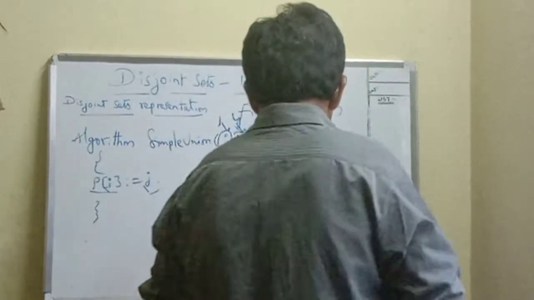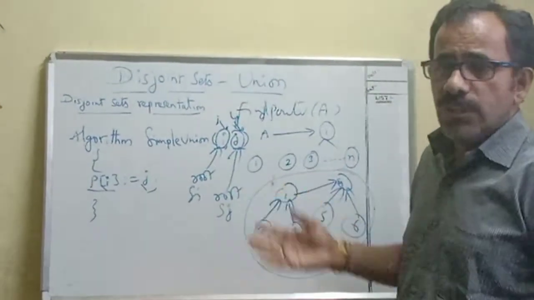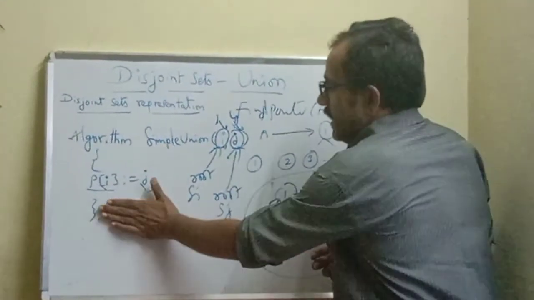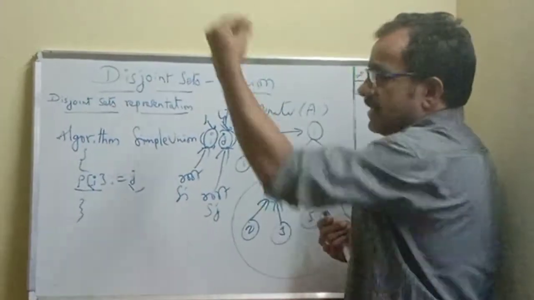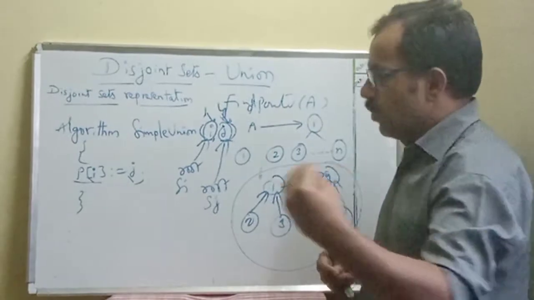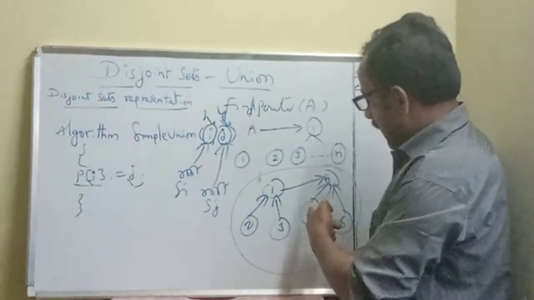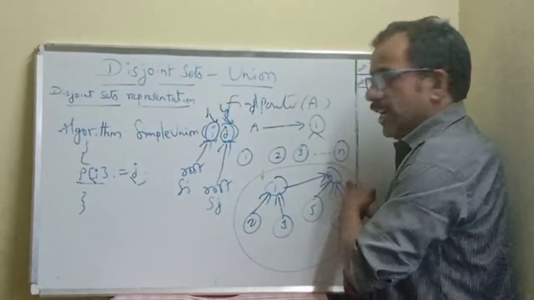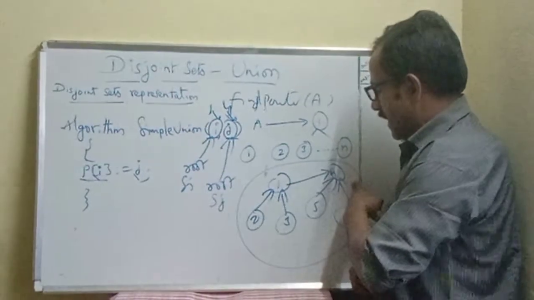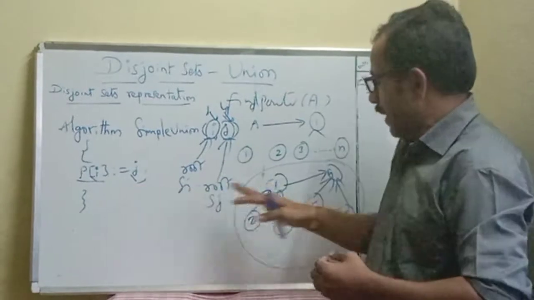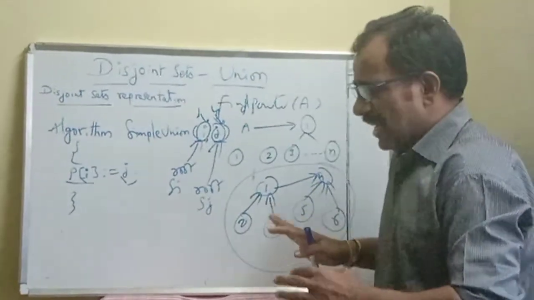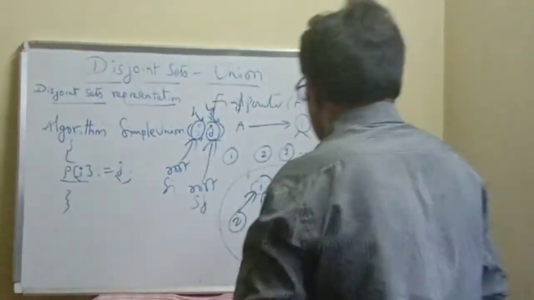Suppose you use the simplest union, what is the drawback? I will show you the drawback now. What is the default combining? We are combining the first tree with the second tree. We are making the first tree root node a child of the second tree. So that's why I made 1 a child of 4, because 4 is the root node of the second tree and 1 is the root node of the first tree. According to this procedure, I am making 1 a child of 4. This is the default procedure.